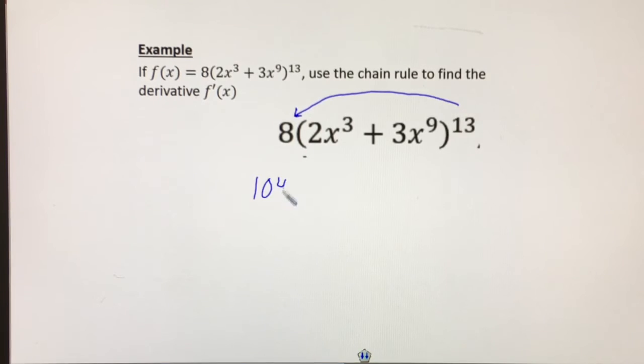That's going to give me 104 in front. And then minus 1 from the exponent, so that's going to be 2 to 12. And I just copy that down inside here. So that's going to be 2x cubed plus 3x to the 9th inside. Chain rule, all I have is one more step.